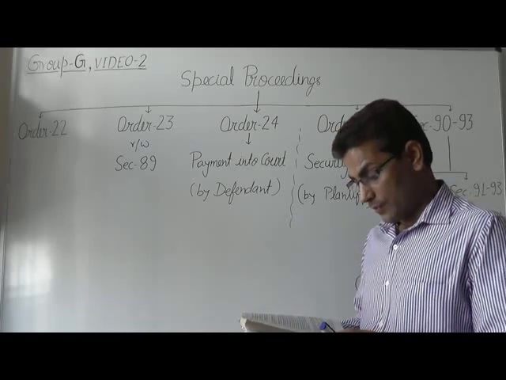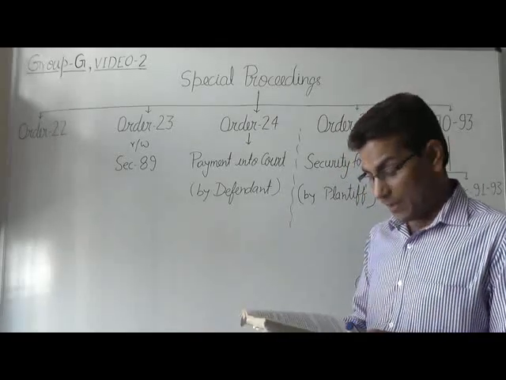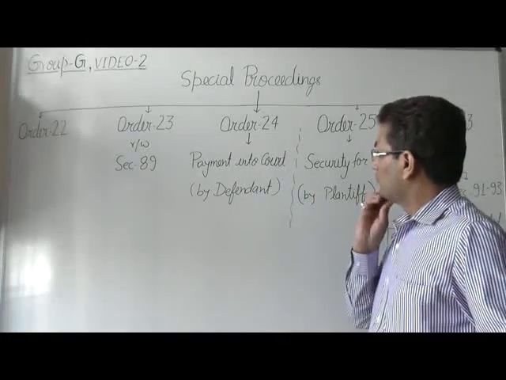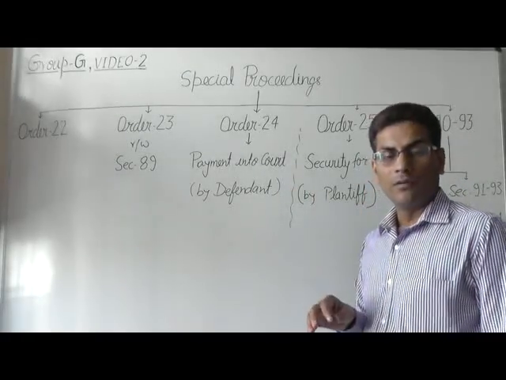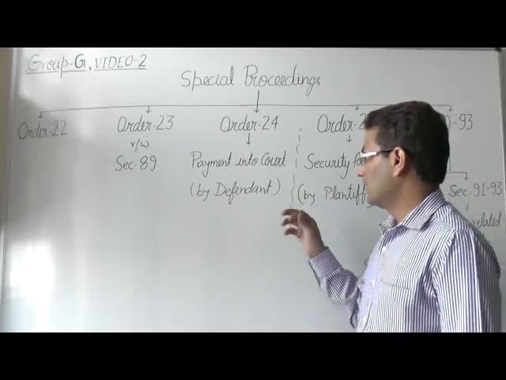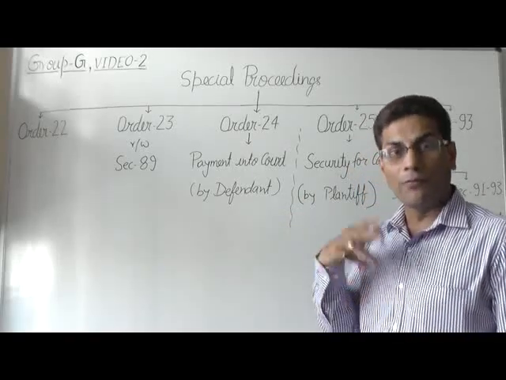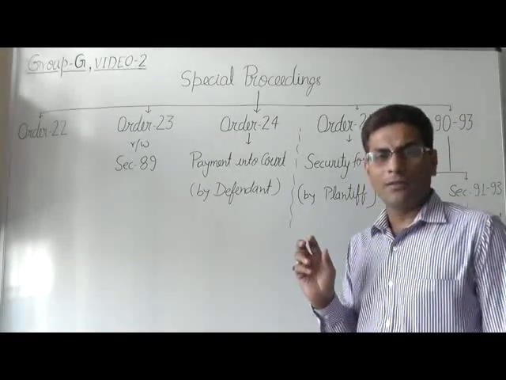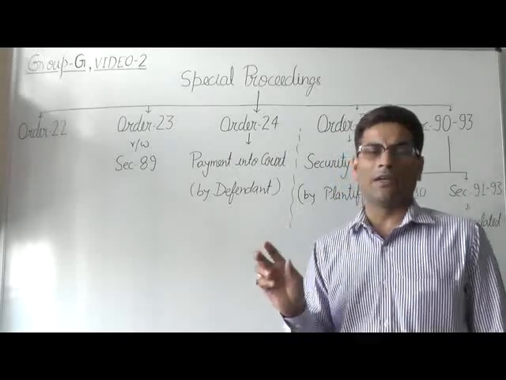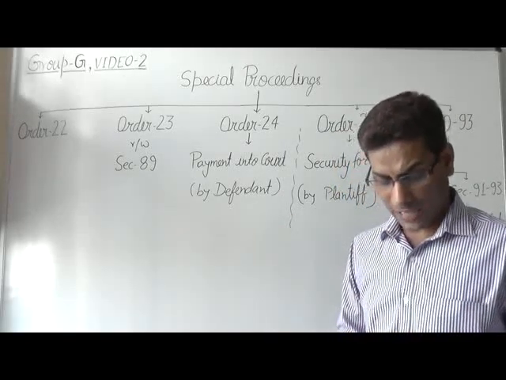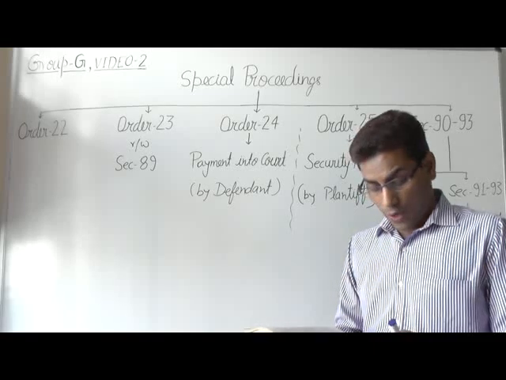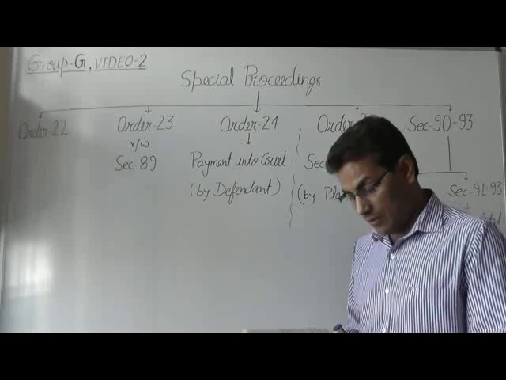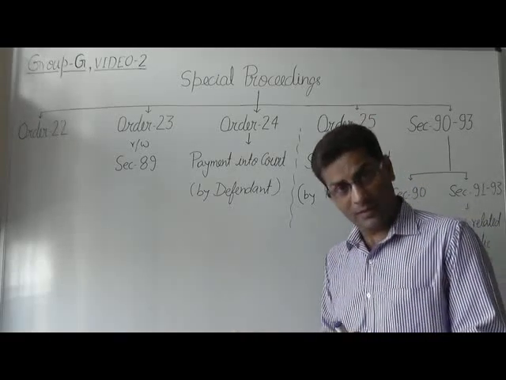Rule 4. Procedure where plaintiff accepts deposit in satisfaction in part. Though defendant has made the payment, having a view that he is making full payment, but plaintiff accepts the amount as partial payment of his claim. Then what would be? It has been provided in Rule 4. Where the plaintiff accepts such amount as satisfaction in part only of his claim, he may prosecute his suit for the balance, obviously.